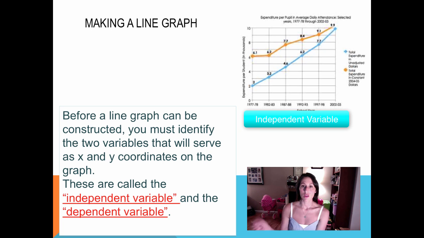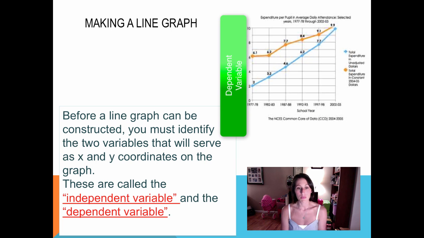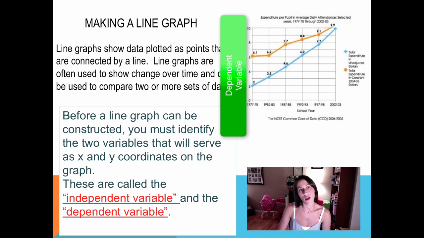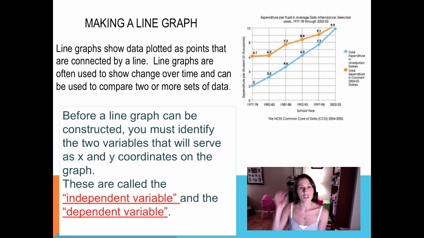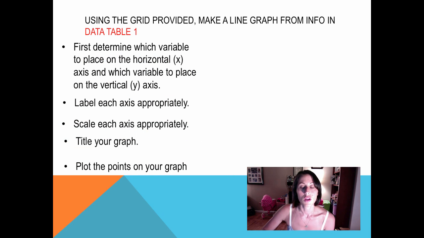The independent variable goes on the horizontal axis right here. Okay, that's the x-axis. The dependent variable goes on the y-axis. The line graph is going to show data plotted as points that are connected by a line. They're used to show change over time and used to compare different sets of data. All right, so now it's your turn to make a line graph. We're going to practice 2 times.